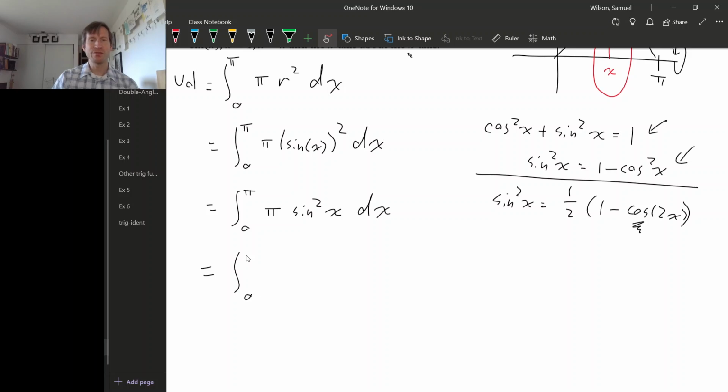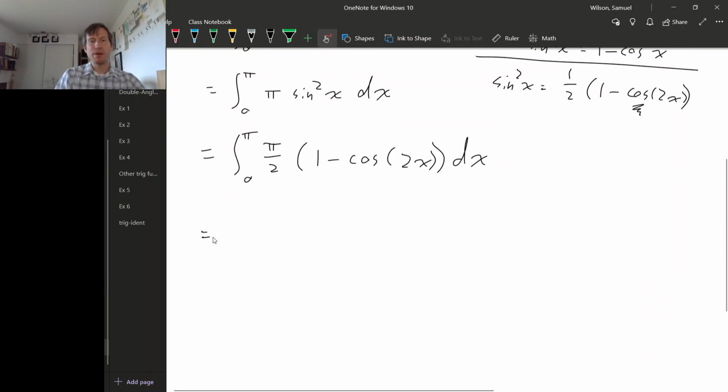So integral from 0 to pi. There was the pi that we started with. We're going to get a factor of 1/2, so let me put that under the pi here. And then replace sine squared with 1 minus cosine 2x, dx. All right, this looks pretty promising, so let's move the pi over 2 outside. Integral from 0 to pi of 1 minus cosine 2x dx.